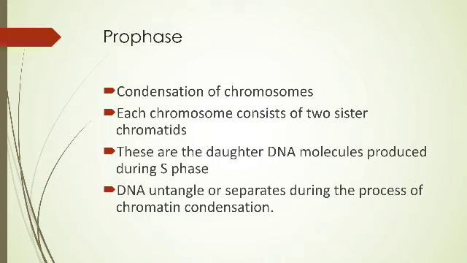Okay, and that duplicated DNA is nothing but the sister chromatid, and in this way the duplicated DNA is interconnected by the centromere. Next point, DNA untangles or separates during the process of chromatin condensation. Okay, that means when the condensation of the chromosome is taking place, at that time the DNA is separating or untangled. Untangled means separation of the DNA.